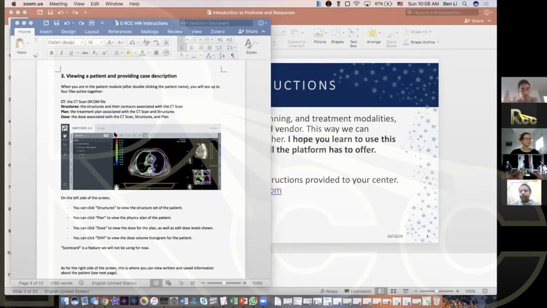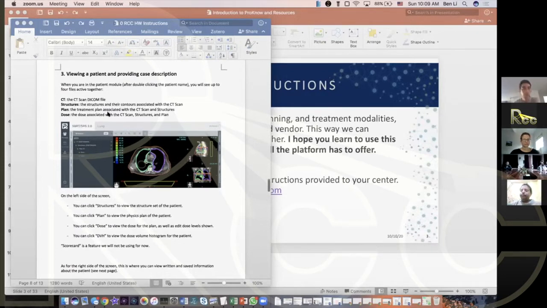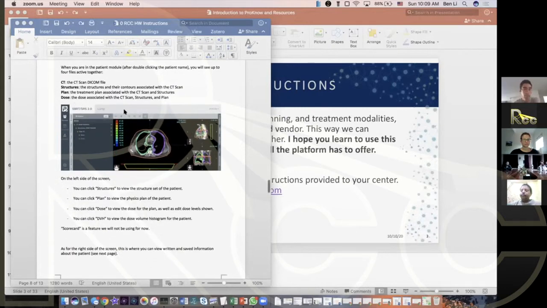So all of that was just kind of how we get to this step. You'll see that there are 4 kinds of files. One is the CT scan. One is the structure file that contains the contours. The third is the plan file that contains information about the plan that you're using, what energy, how many beam angles, or how many arcs, what the MUs are. And then the dose, so you can see what the dose distribution looks like.